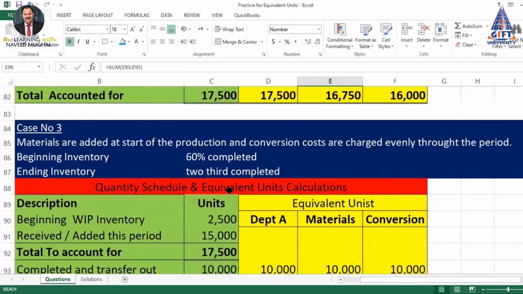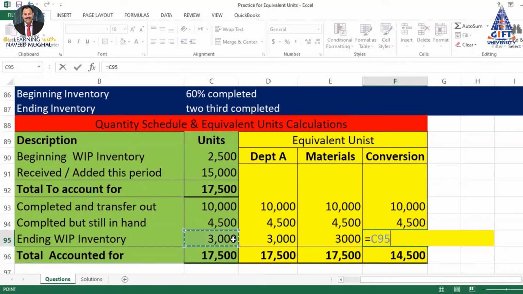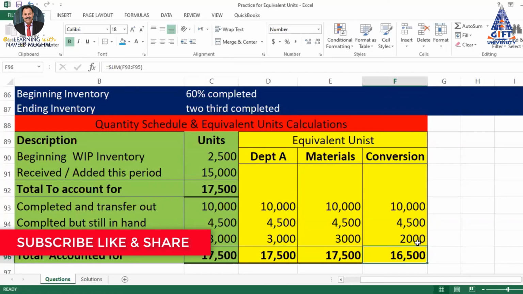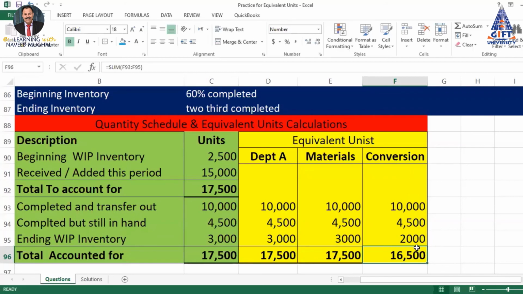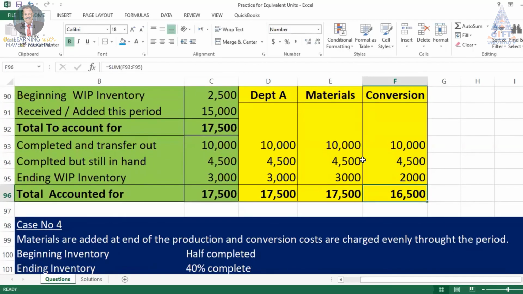And what about the conversion cost? Conversion cost is 2/3 complete, and we will multiply this by 2 divided by 3. When we multiply the completion ratio, we will get the total equivalent units of conversion cost. So we will have a total of all these three columns, and these three totals will be used in calculation of per unit cost in department B for each cost element, as well as for the total per unit cost in that department in a particular month.